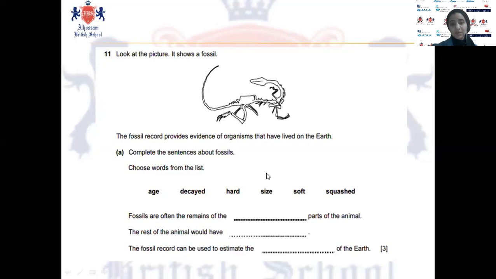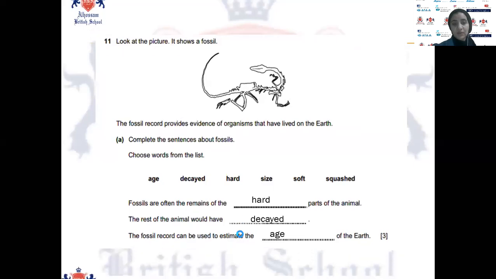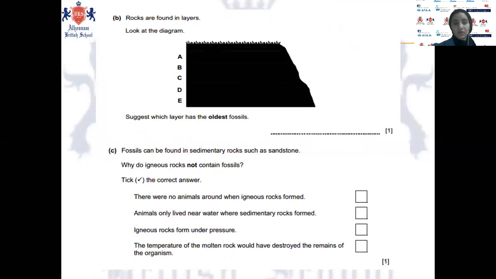Hard parts, excellent. The rest of the animal would have decayed. The fossil record can be used to estimate the age. So fossils are the hard parts which did not decay. The other parts, like the flesh, will decay by the effect of bacteria and fungi. Thank you, Muaz. Now complete another question.